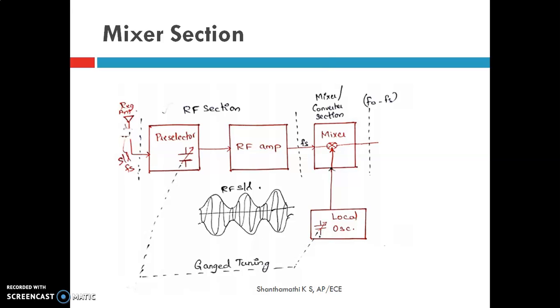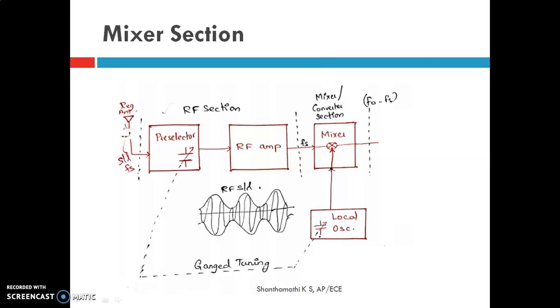Here the incoming RF is converted to a predetermined fixed intermediate frequency, and that frequency will be less than the carrier frequency. The carrier and the sideband frequencies are translated from the RF signal to the IF signal, but the shape of the envelope remains the same. We can also call this mixer section the first detector. The common intermediate frequency we use here is 455 kilohertz.